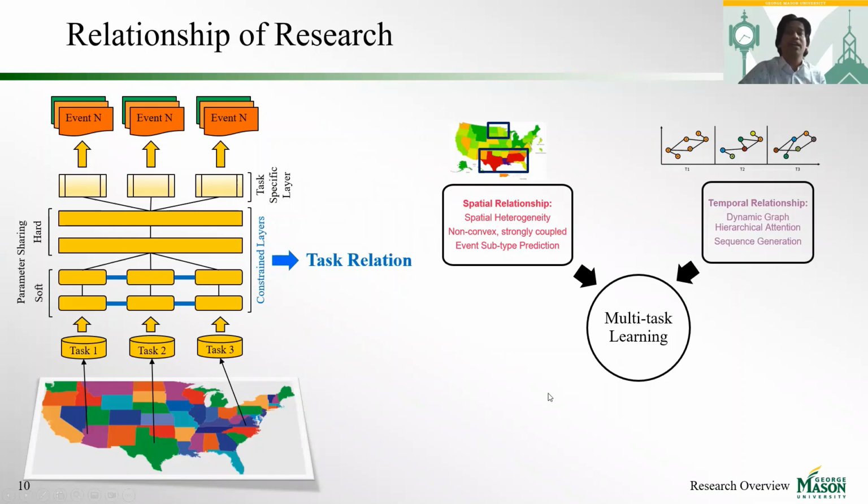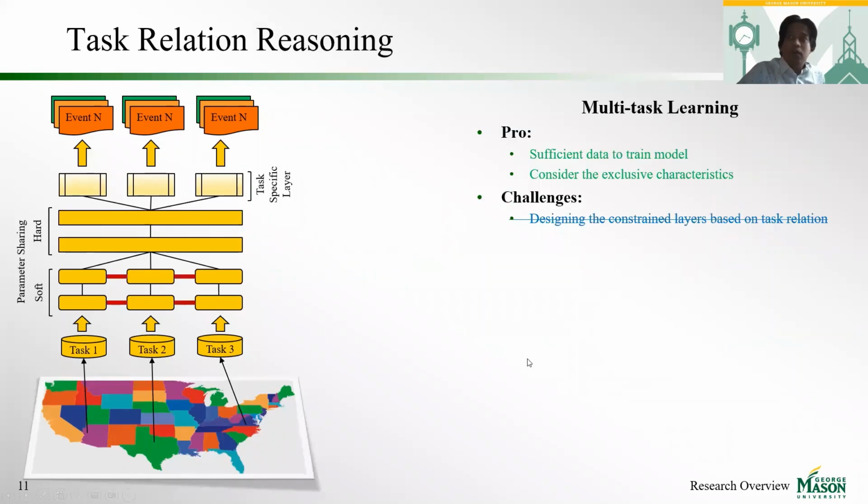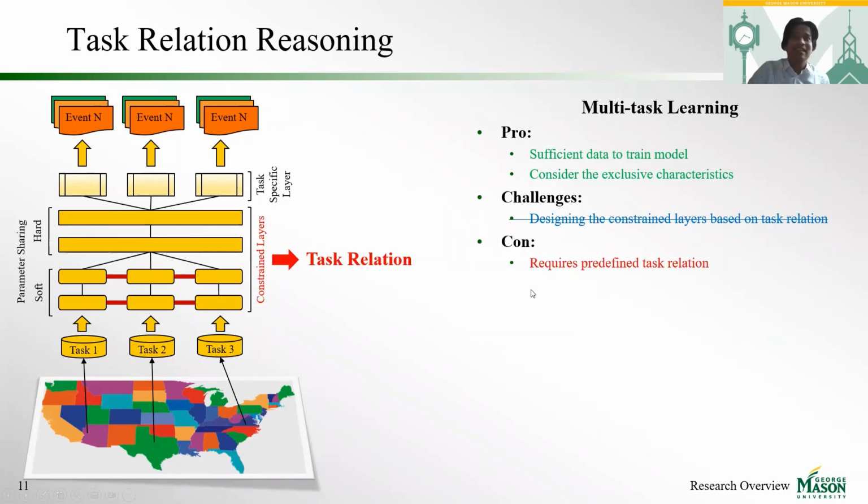of this dissertation, right? And here are the two models, detective and dynamic attributed graph to sequence. Now we can say we take those pros and we get this multitask learning. There was a challenge designing the constant layer based on task relation, and we overcame that challenge, right? But still, there is a con. Why? Because it requires a predefined task relationship.